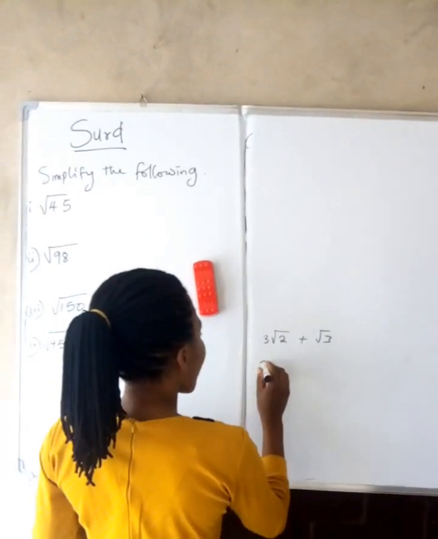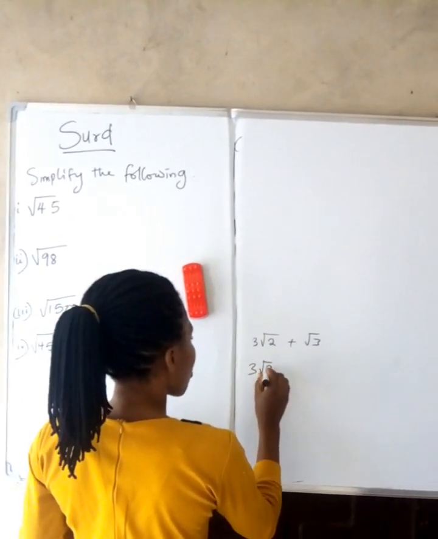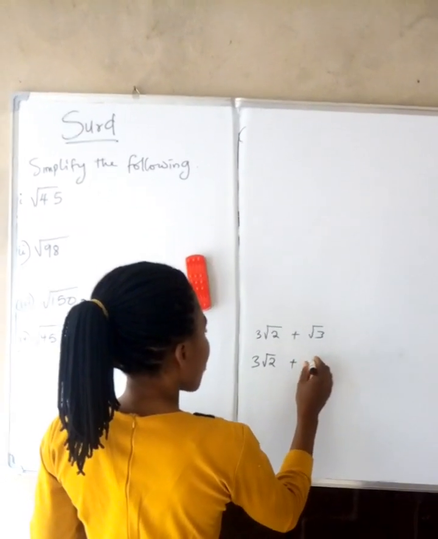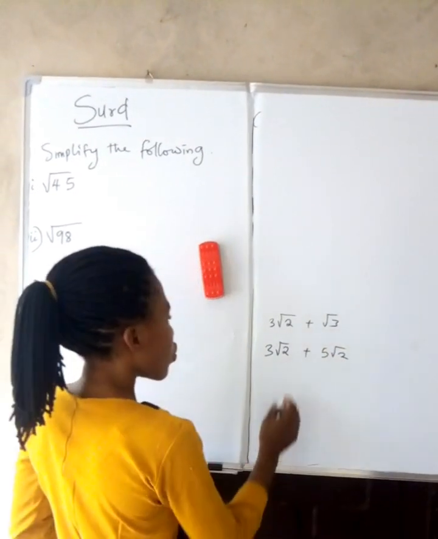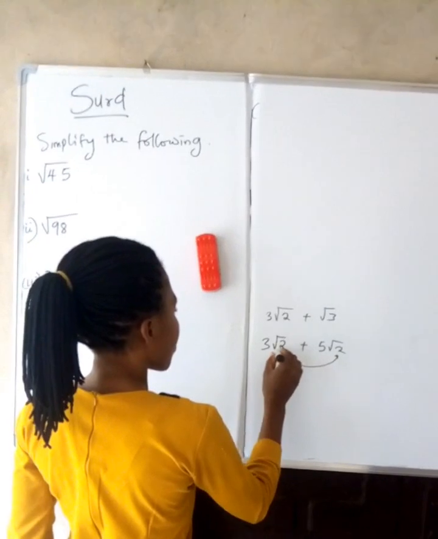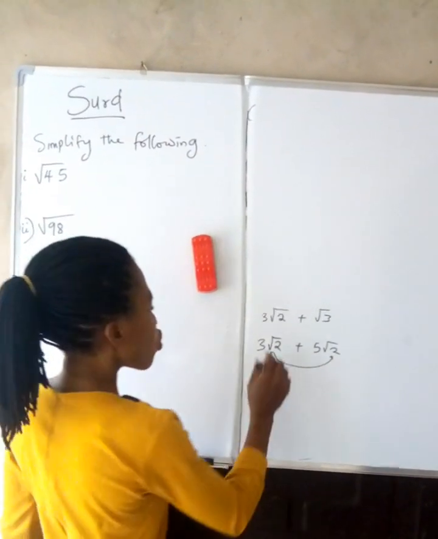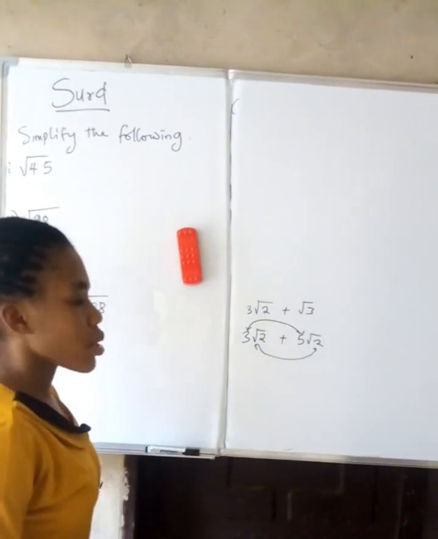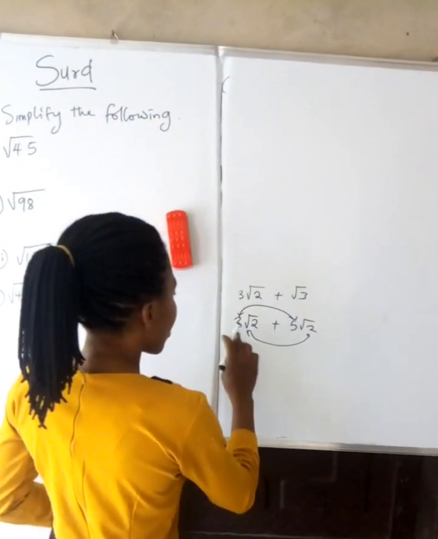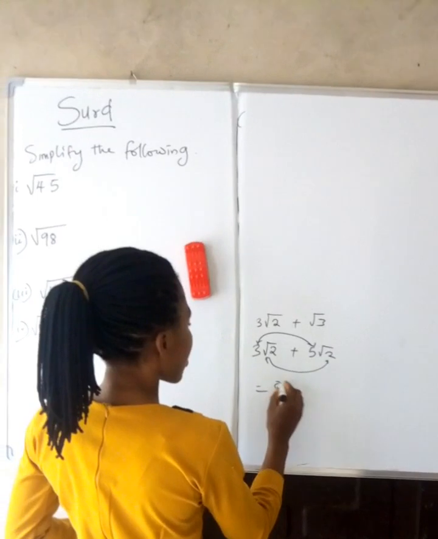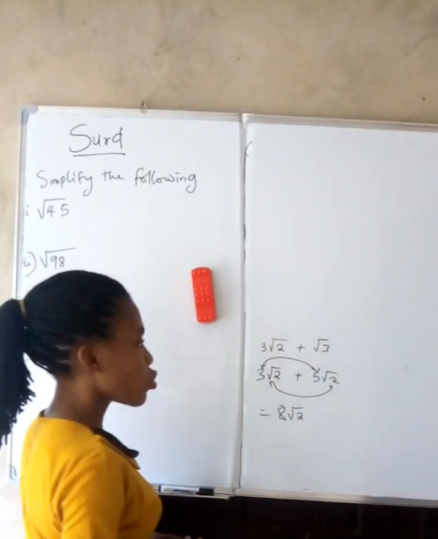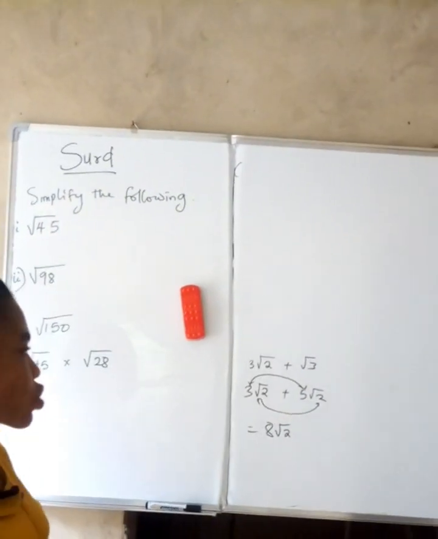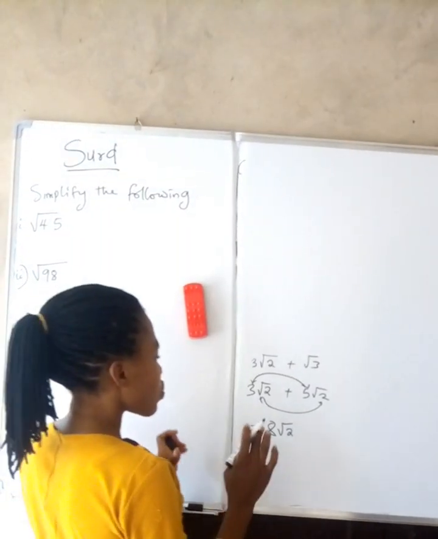But if you have, let's say, 3 root 2 plus maybe 5 root 2, looking at this, the roots are the same. Now the one you will add is this: 3 plus 5 gives us 8. Now you add the root. 8 root 2 becomes the answer. The same thing with subtraction.